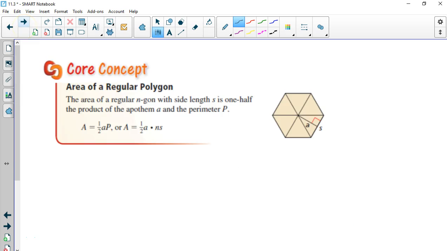All right, so the new stuff. If we have a regular polygon, like that pentagon that we just drew was, and remember, a regular polygon has all equal sides and all equal angles. So the formula is 1/2 this little special line right here, called the apothem, or apothem, depending on how you pronounce it, all right, times the perimeter. Okay?